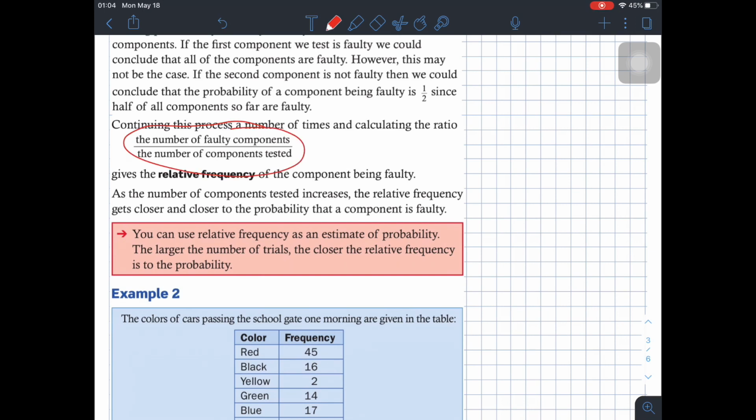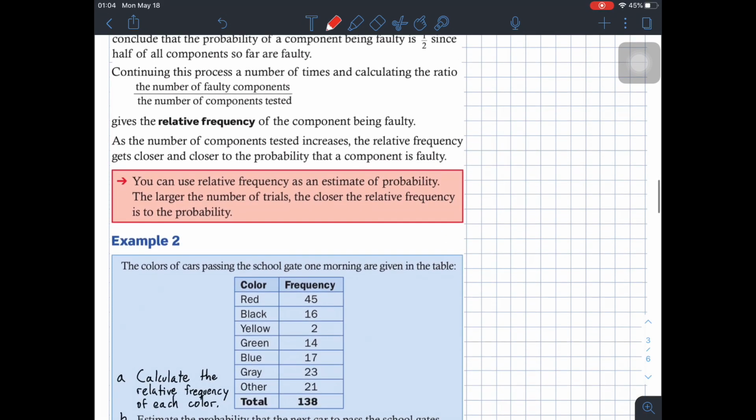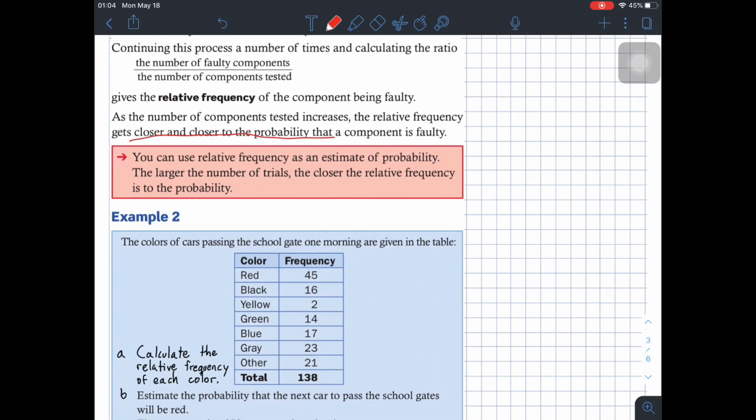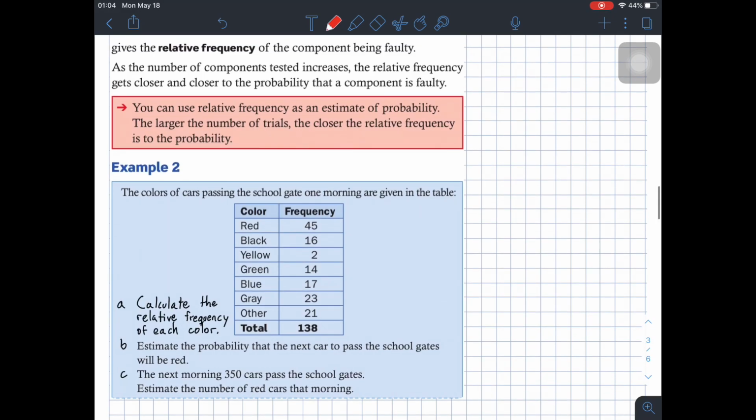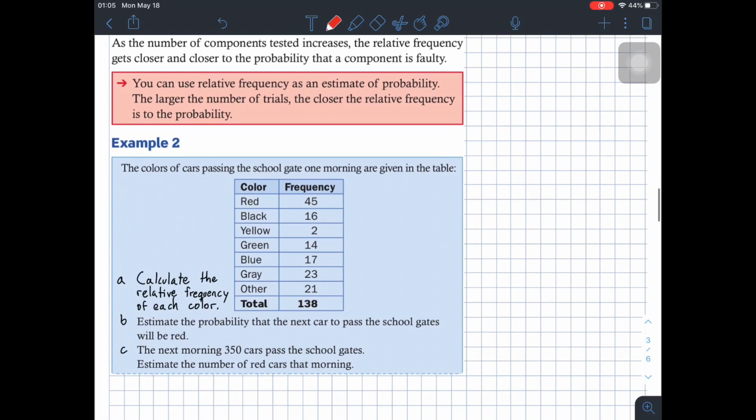We're going to be doing an experiment about this later on for you to finish understanding this concept, but it's very simple. Okay, so as the number of components tested increases, the relative frequency gets closer and closer to the probability that a component is faulty. So finally, it says you can use relative frequency as an estimate of probability. The larger the number of trials, the closer the relative frequency is to the probability. So that is what experimental probability is about. It's trying to replicate an experiment multiple times in order to get a more accurate value for the probability of something occurring, okay?